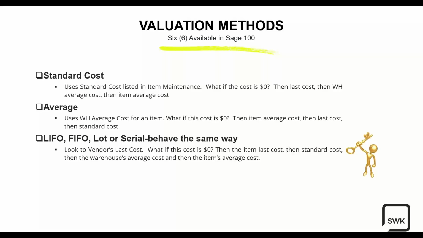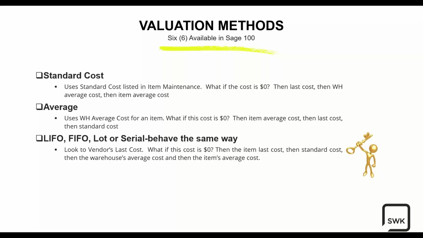Next priority in our hierarchy, an item's valuation method. As you may know, there are 6 valuation methods available in Sage 100. Here's how they work. Standard cost. Items with this valuation use the standard cost listed in item maintenance, assuming no vendor-specific costing is set up. What if this cost is 0? So if you're going to purchase an item and the standard cost is 0 in item maintenance, what happens?